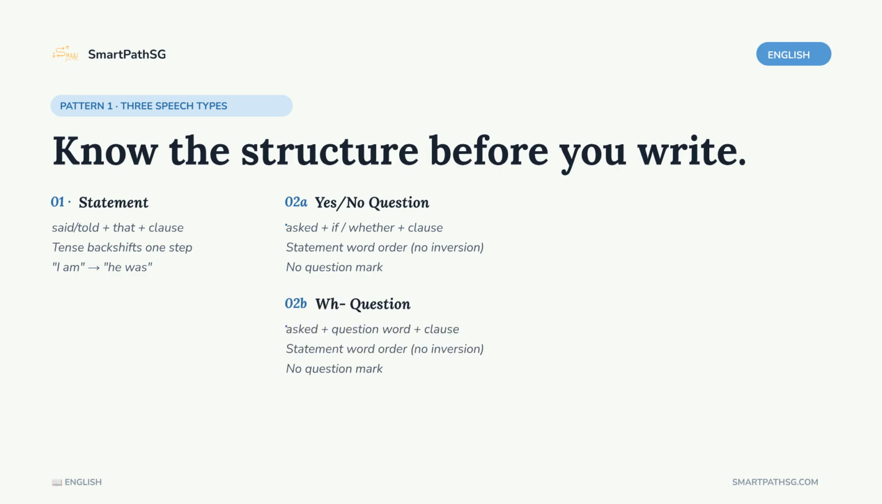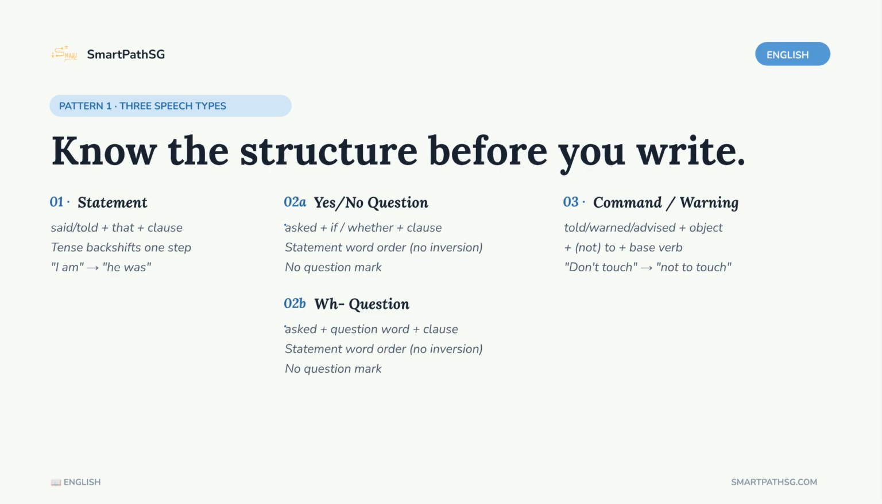The same rules apply to a question starting with who, what, or where. It's asked, plus question word, plus clause. Again, statement word order and no question mark. For a command, it is told or warned or advised, plus object, plus to or not to, plus base verb. Always identify the speech type first, then choose the right structure.